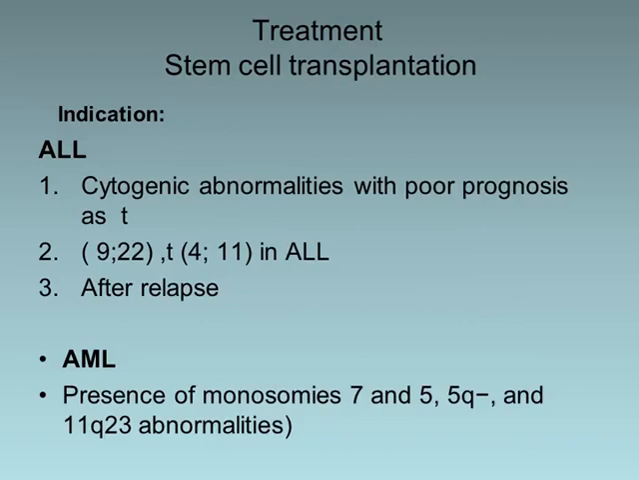Stem cell transplantation is indicated in ALL if there is a cytogenetic abnormality with poor prognosis, such as translocation 9;22, translocation 4;11, and after relapse, while in AML it is indicated in the presence of monosomy 5 and 7, 5q-, and 11q23 abnormality.